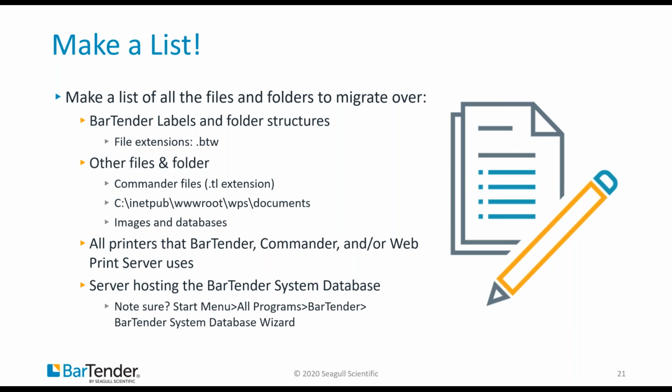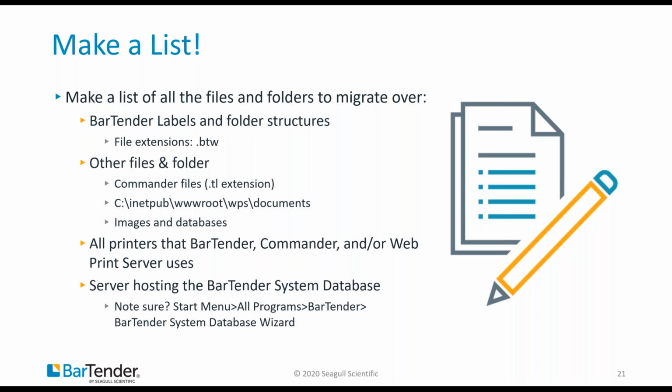Two, it's our printers. So we need to assess what printers we're using, the naming convention we're following in Windows, and be prepared to install them on new servers and PCs if we're moving our installation. And three, lastly, it's our BarTender system database. So that'll be a SQL instance as mentioned, and we'll want to take note of the server where this is hosted and the name of that database.